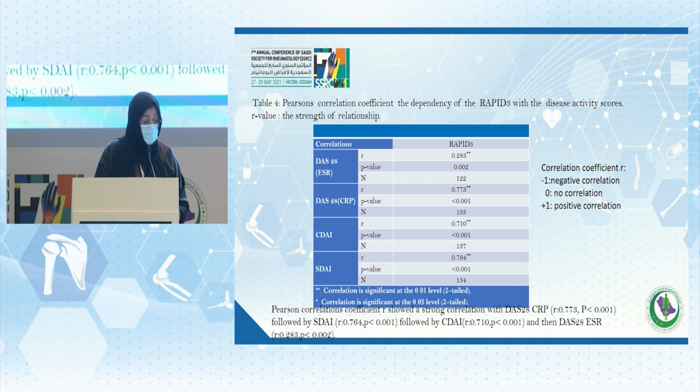The Pearson's correlation coefficients of dependency of RAPID-3 with disease activity scores showed a relationship. Here, the R coefficient is recorded as -1 to +1, and 0 shows that there's no correlation. In our study, DAS28 CRP had the strongest correlation, followed by the CDAI as well as the SDAI, and the least was the DAS28 ESR.